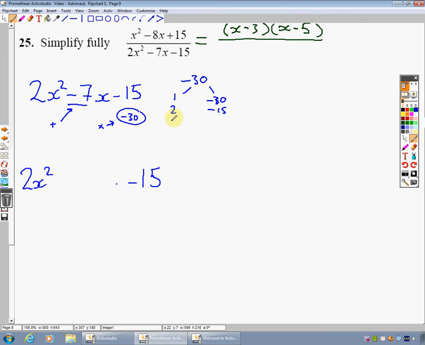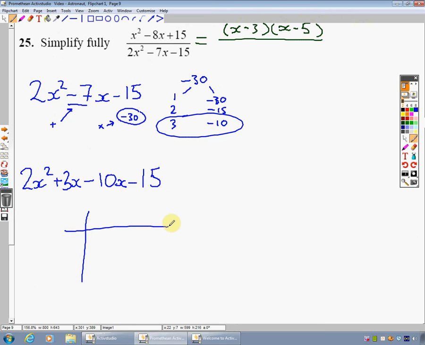So 2x squared plus 3x minus 10x minus 15 is going to be my expression written out there, and if I put that into my grid and get a different colour pen, and then work backwards, this should have given us 2x and an x, a plus 3 and a minus 5, and let me just check, minus 5 times plus 3 is minus 15. Great, it all works out.